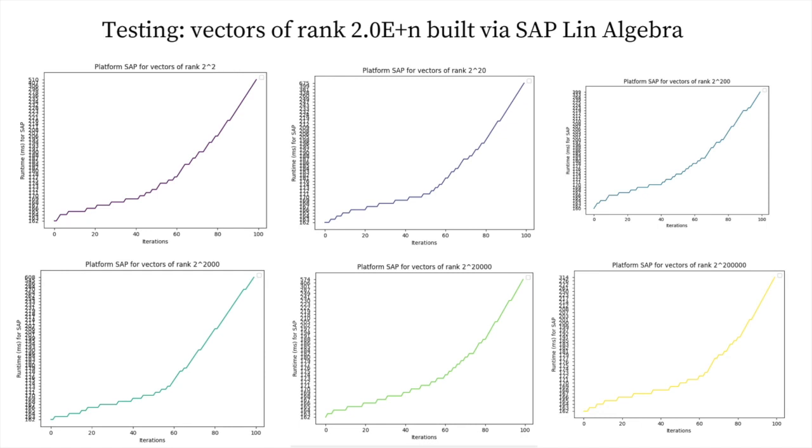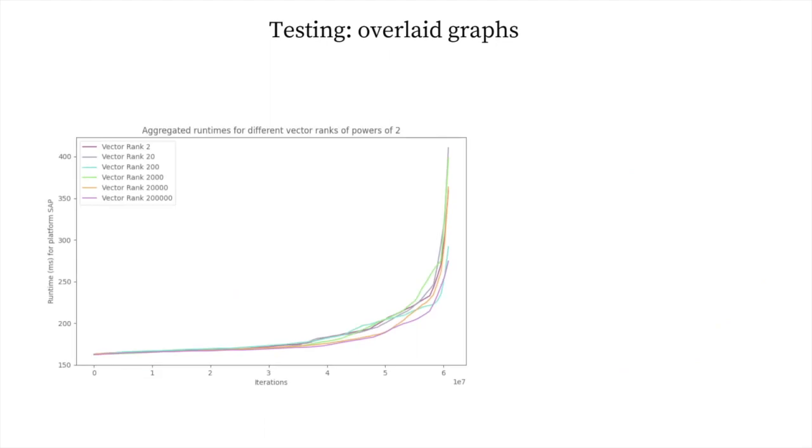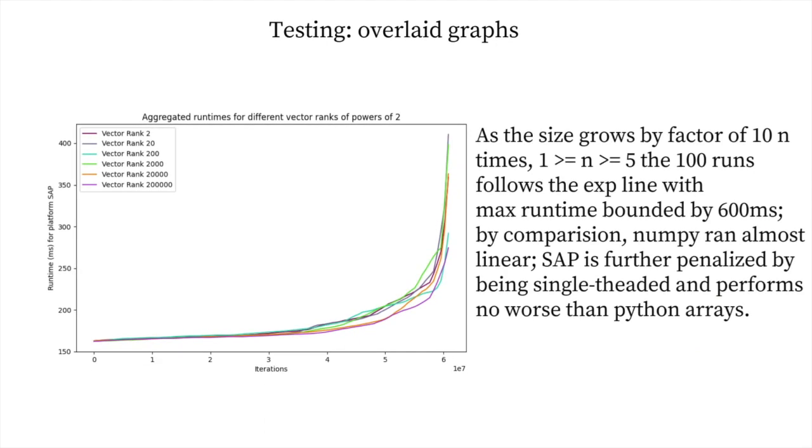As the rank grows, the amortized time to execute is near linear until the 20,000 rank, becoming asymptotic as the rank grows. This is expected as S/4HANA does not have enough memory to allocate a vector of rank 2 million, whereas NumPy uses the almost infinite memory of the laptop. Another factor to consider is that S/4HANA is single-threaded whereas NumPy is multi-threaded. Consequently, the runtime for NumPy from rank 2 to rank 200,000 is quasi-linear.